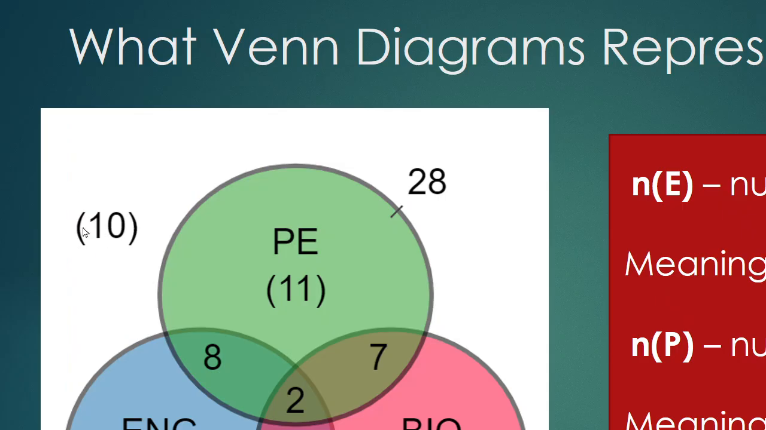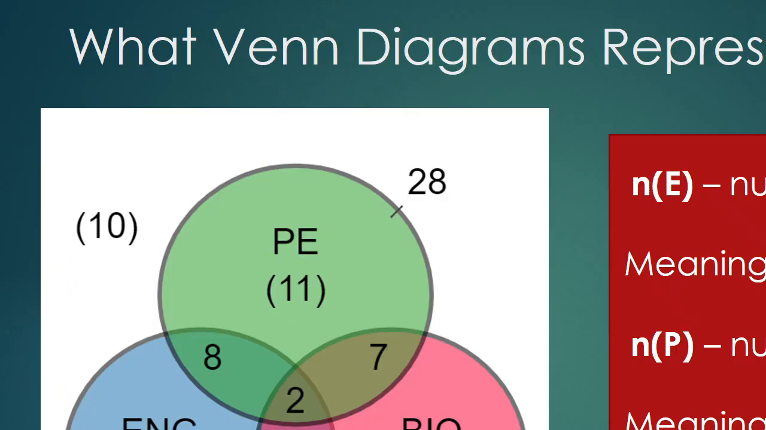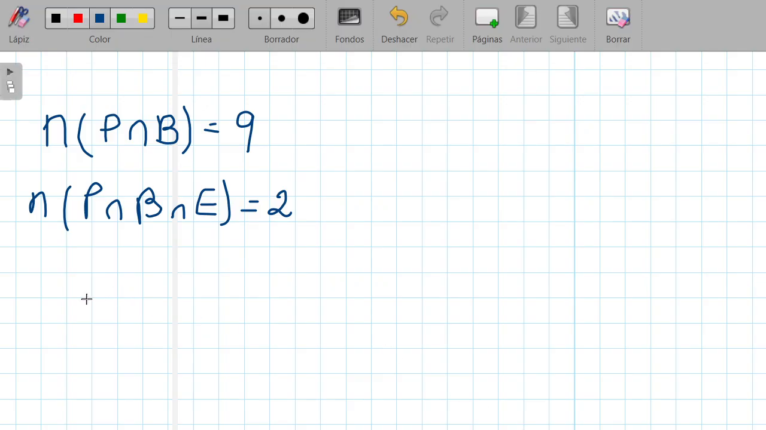Now, you see this number 10 outside means the number of students that don't like any of those subjects. We can represent them like this. We can put n(none), to make it short. None represents they don't like any of the subjects, which in this case is 10.